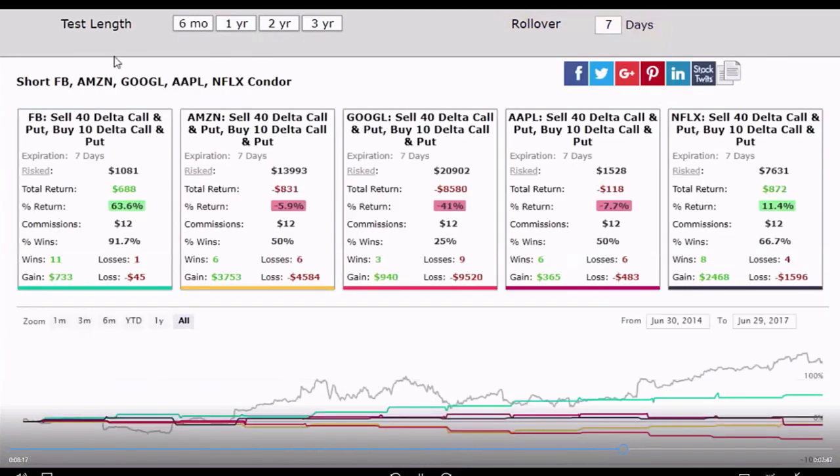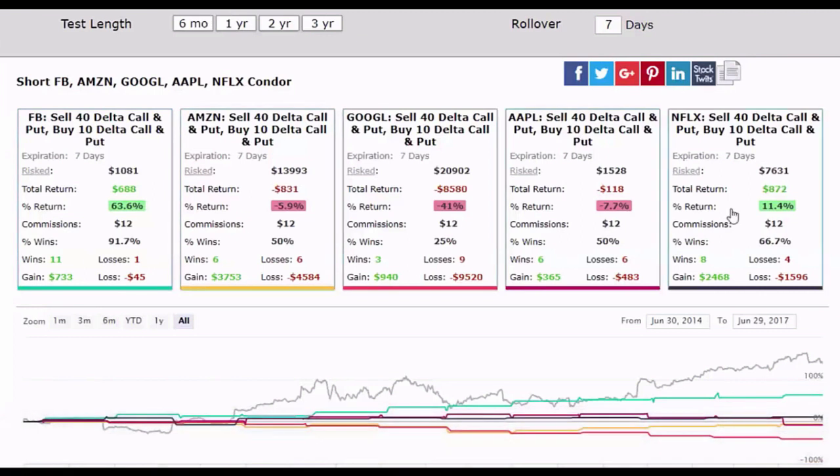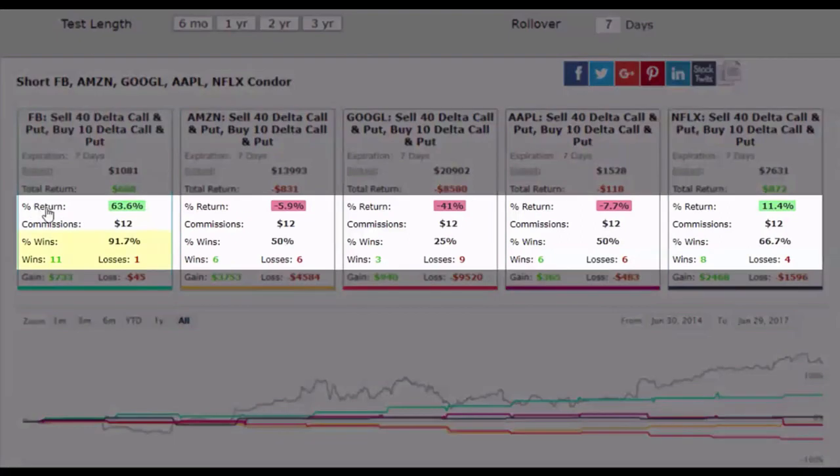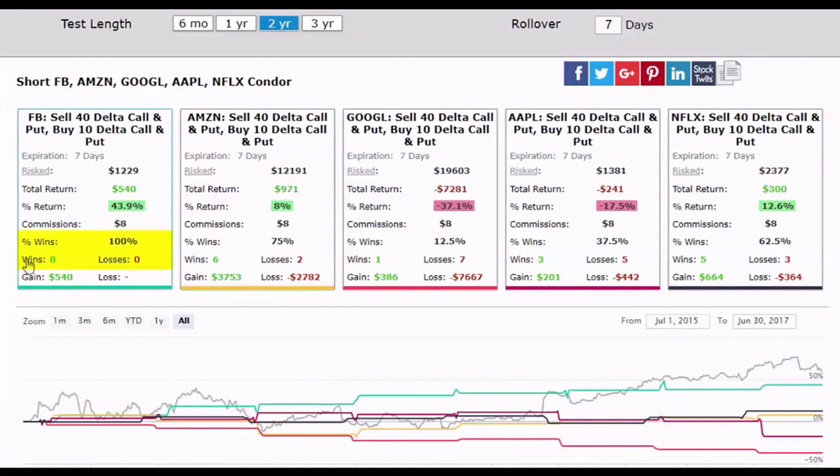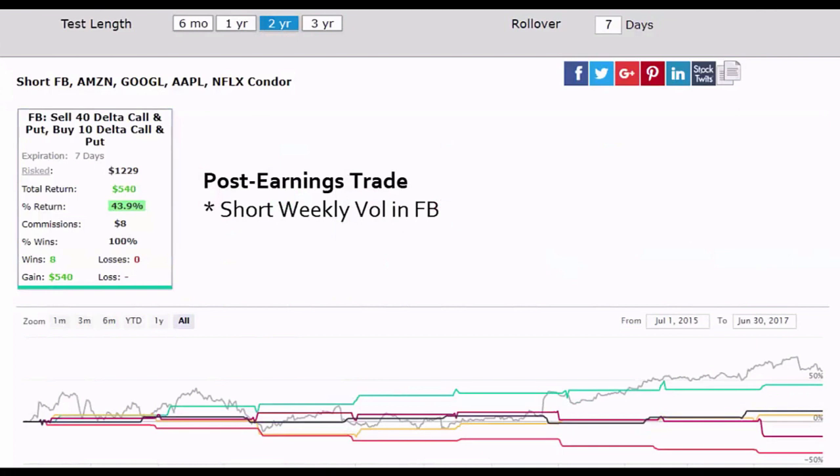Now, it's pretty easy to see here with our short volatility trade that Facebook is the clear winner. We see a 63.6% return with 11 wins and 1 loss. We can go to 2 years as well. Now, over the last 2 years, this trade has won 8 times and never lost. And again, this 44% return is over just 8 weeks of trading. Now we have our first post-earnings trade, and this is also our first short volatility trade.